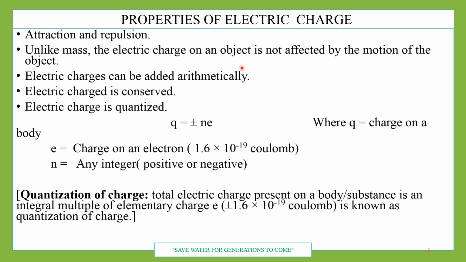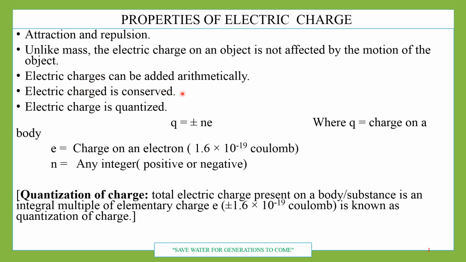Unlike mass, the electric charge on an object is not affected, right? Mass remains the same, only weight changes when a body changes its place. You know, weight is equal to m into g, and g changes, therefore weight changes, mass remains the same. In the same way, electric charge on an object is not affected by the motion of the object.